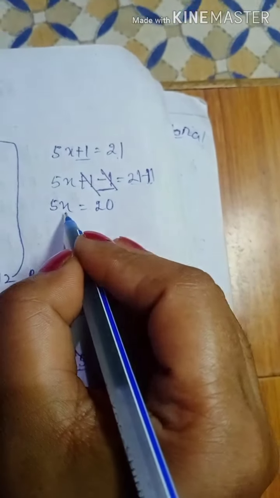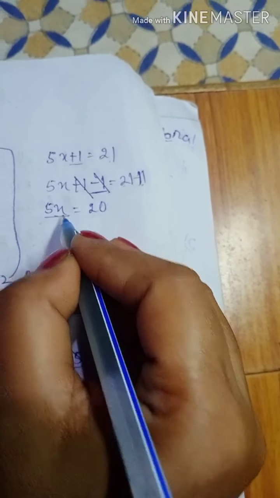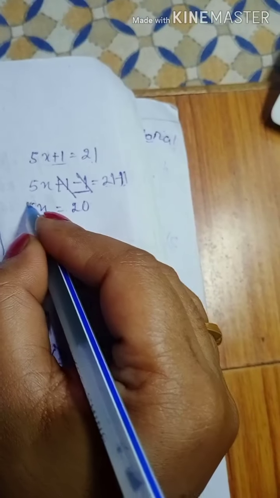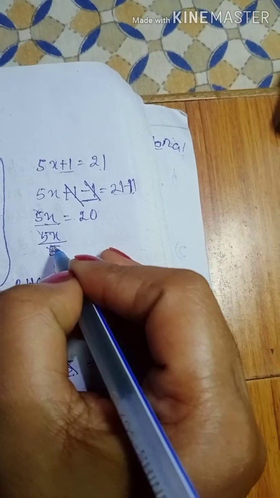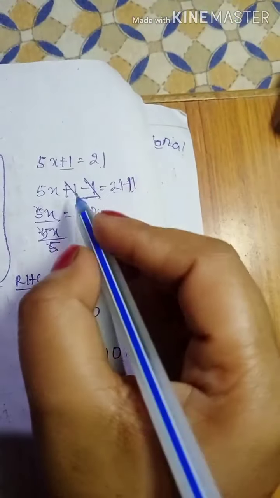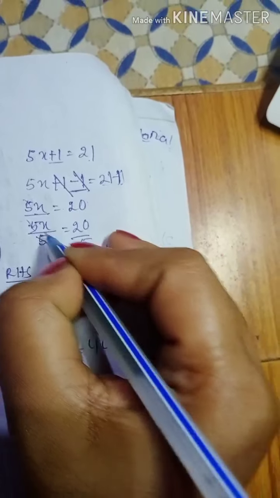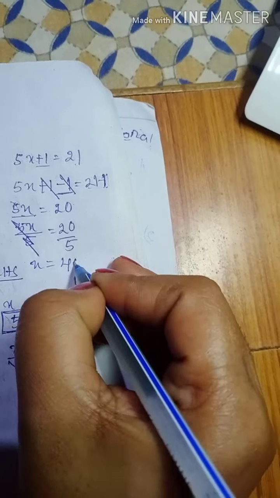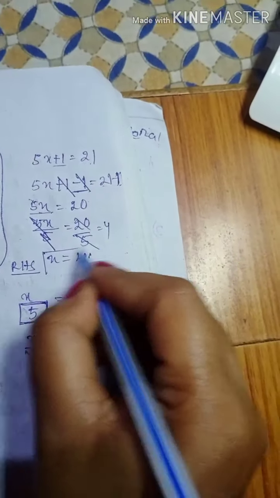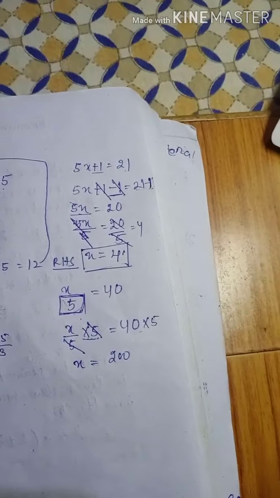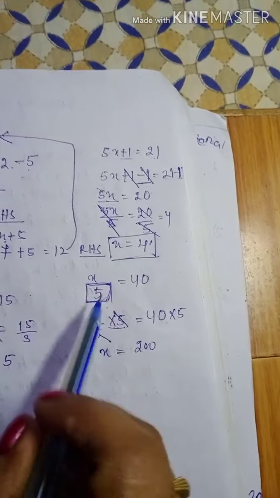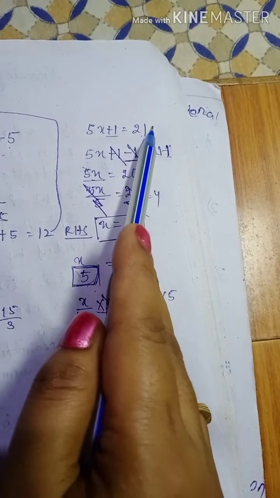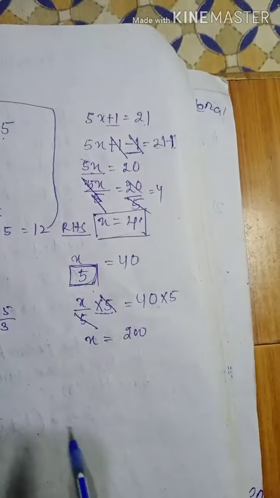Now see here another number is also here, 5 into x. 5 into x. So 5x, its opposite is divide. To remove the number, if I divide 5 by 5, then it will be cancelled. So 20 by 5. What happens? 5 is cancelled. Then x is equal to 4. The value of x is equal to 4 here. By putting the value of x is equal to 4 in this LHS, you must get the value of RHS is equal to 21.